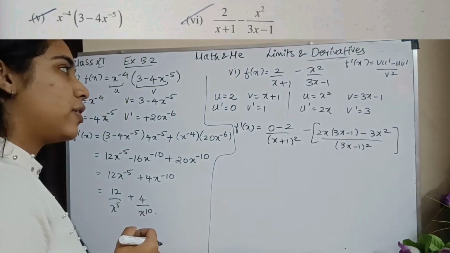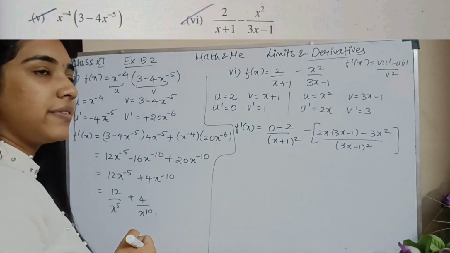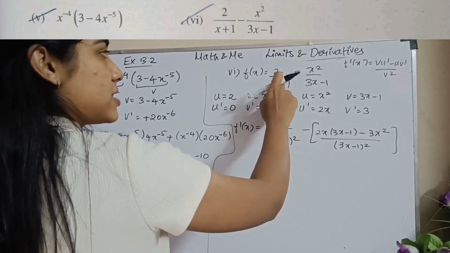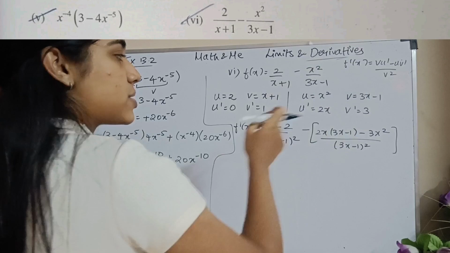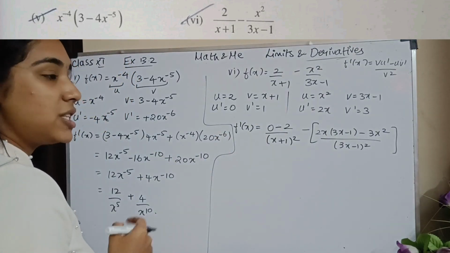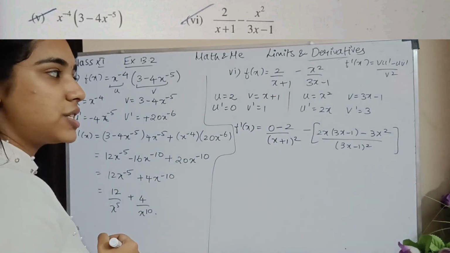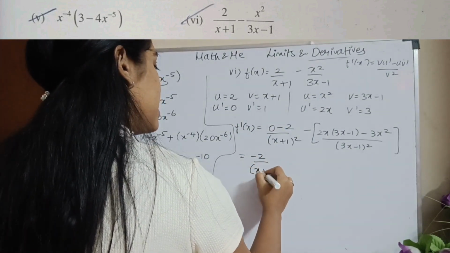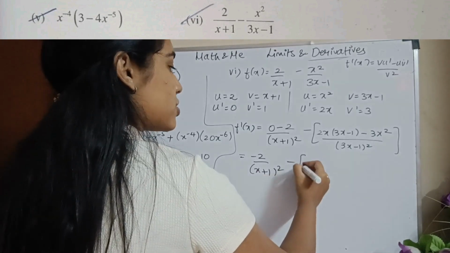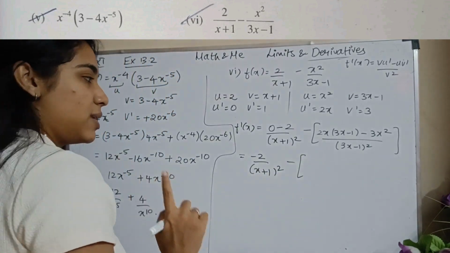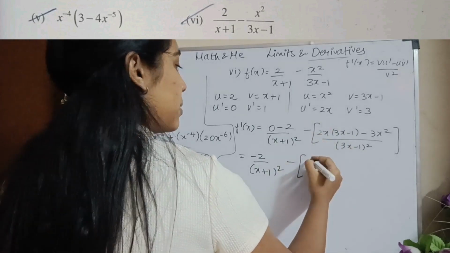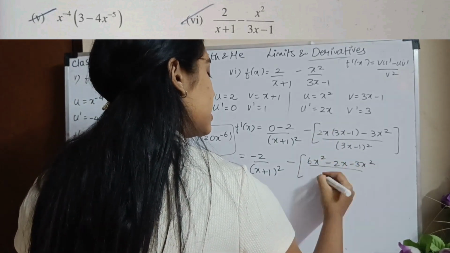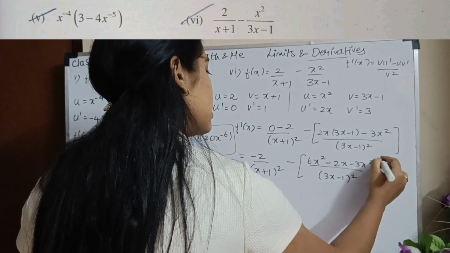Okay, you understand? f of x minus g of x gives f dash of x minus g dash of x. But f dash of x, this is a division and this is also a division. Correct? So you're using the quotient rule which is vu dash minus uv dash divided by v square. Okay, so now you simply have to solve them. So I have minus 2 divided by x plus 1 the whole square minus of, put a bracket. Okay, you have a minus sign. Be very careful when you have minus. So multiply: 6x square minus 2x minus 3x square divided by 3x minus 1 the whole square.